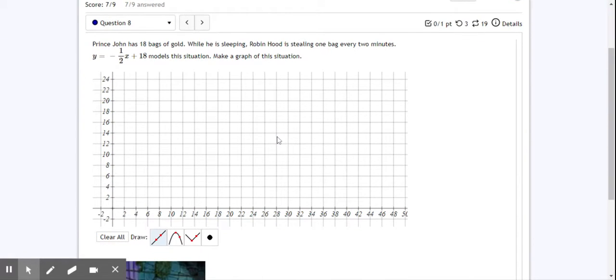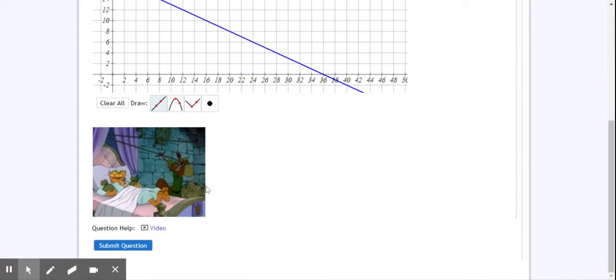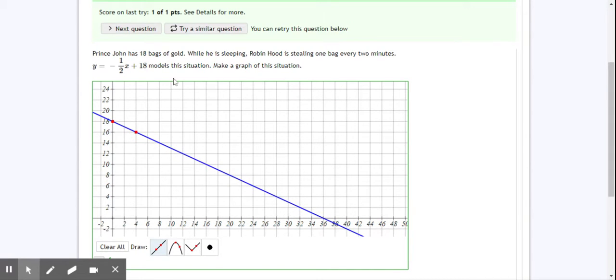Prince John has 18 bags of gold. While he's sleeping, Robin Hood steals 1 bag every 2 minutes. And here's your equation. So you can forget the story if you want. You can just look at the math if you like. So this one starts at 18. And what's it doing? It's going down a half every time, or down 1 over 2. That's what that says, down 1 over 2. Oh, and there's the old Disney Robin Hood, the fox, and Prince John, the lion. All right.